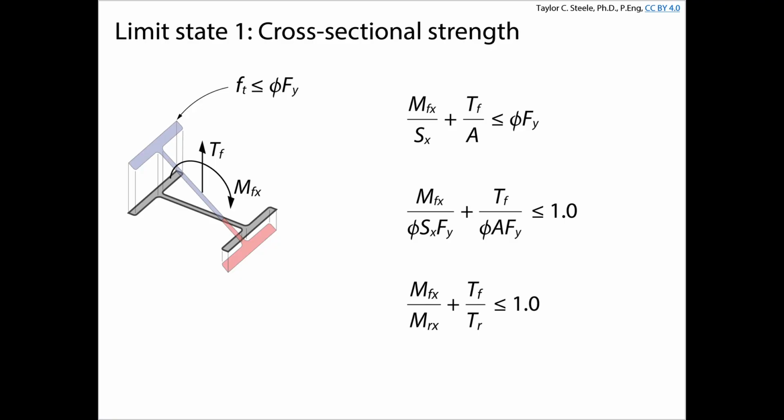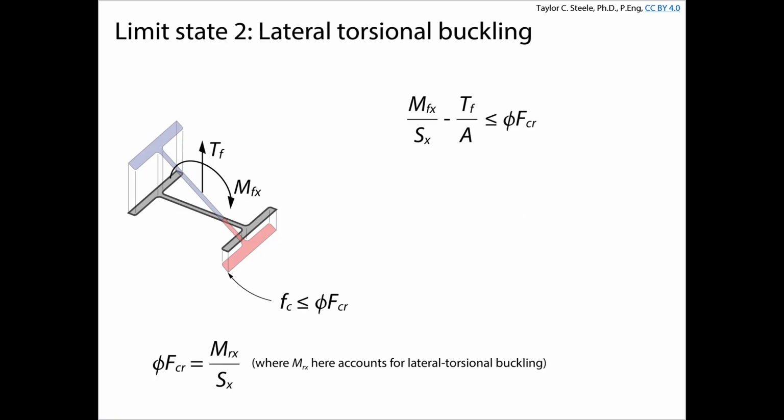So that's the tension flange. We want to keep the tensile stress within the maximum yield stress limit. The other thing we need to look at is the compression flange. As we've talked about before, when the flange is under compression, it wants to act like a column. The top flange wants to buckle laterally, resulting in torsion of the section. Generally what we call that is lateral torsional buckling. So what we want to do is make sure that the compressive stress is less than or equal to whatever compressive stress on the flange would cause lateral torsional buckling.